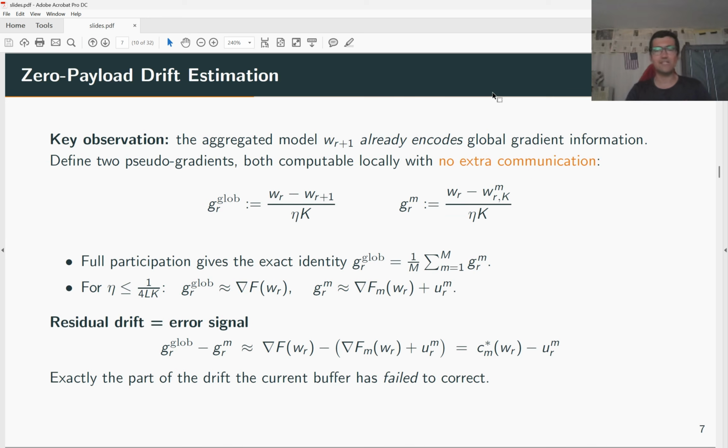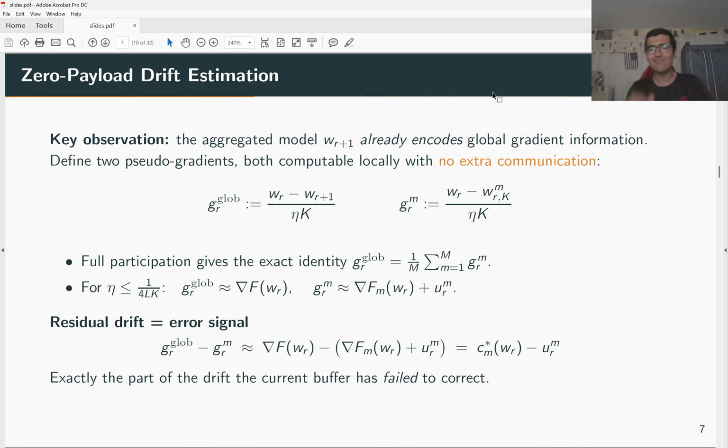And here is the key observation of the paper. The aggregated model that the server broadcasts away, W sub R plus 1, already encodes global gradient information. We just have to read it out. Concretely, we define 2 pseudo gradients. The global effective step is how far the global model moved this round, divided by eta k. The local effective step is the same thing for the client's own model.